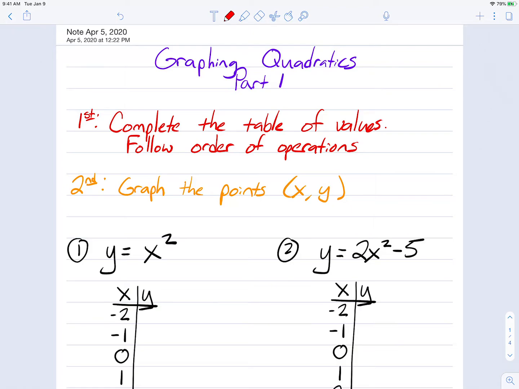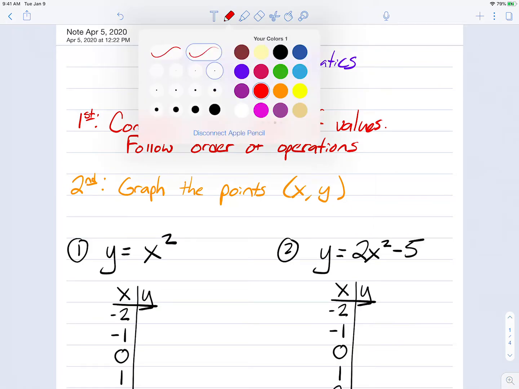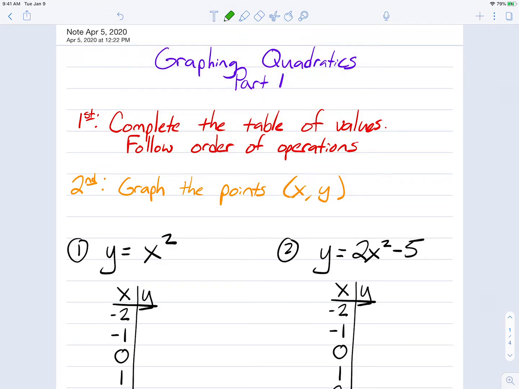Hello everyone. We are going to start our next unit, which is quadratics. So today is just going to be graphing them using a table of values.